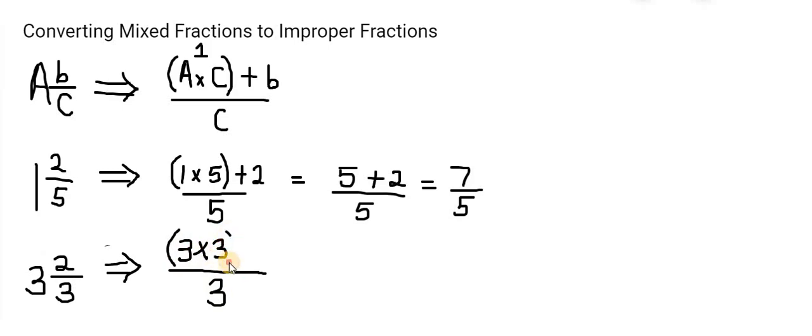Okay? Block that away in a bracket, and then we know we have to add the top number of the proper fraction at the end. So that's 2 in that case. So our bottom number is still 3. 3 times 3, we know that's 9.